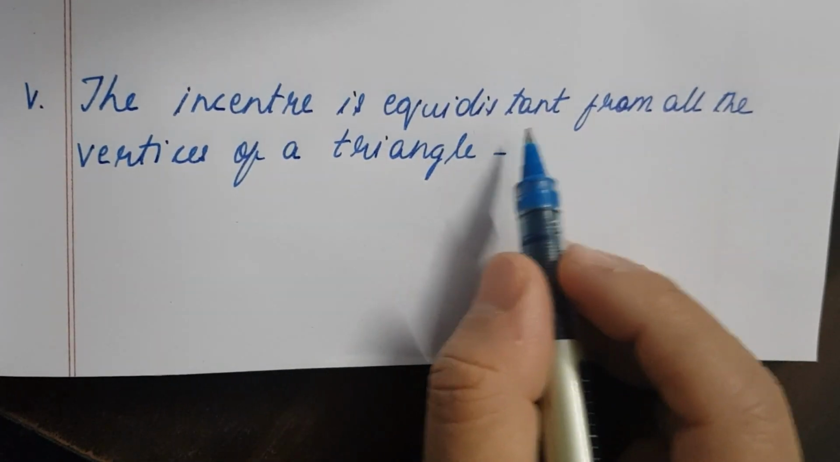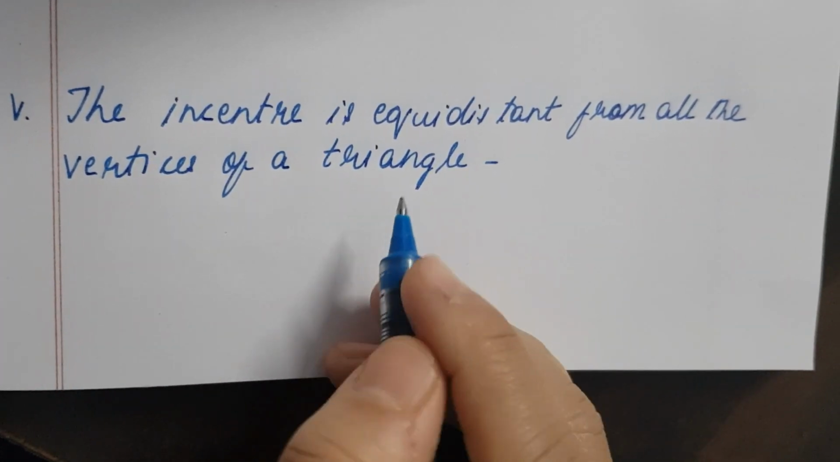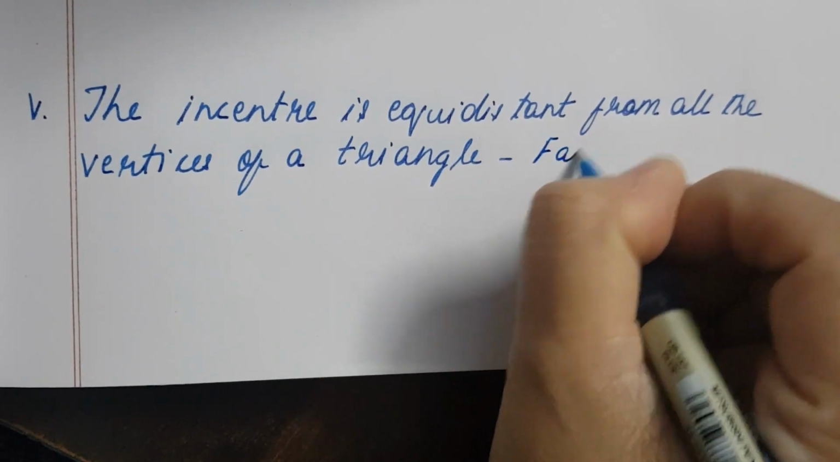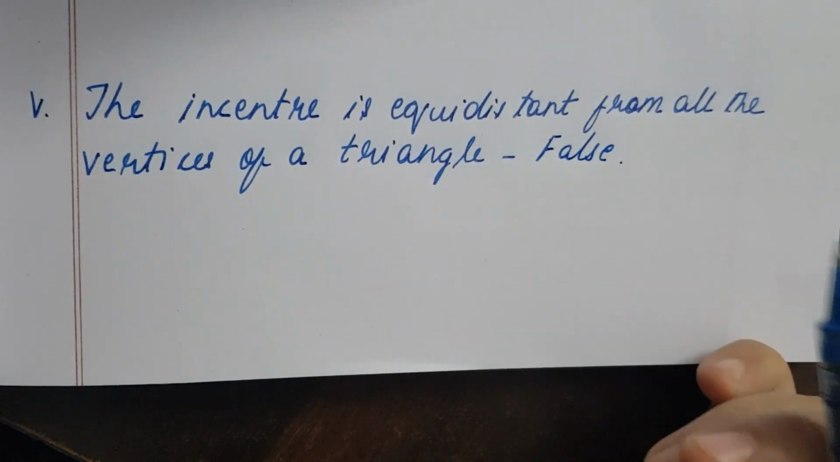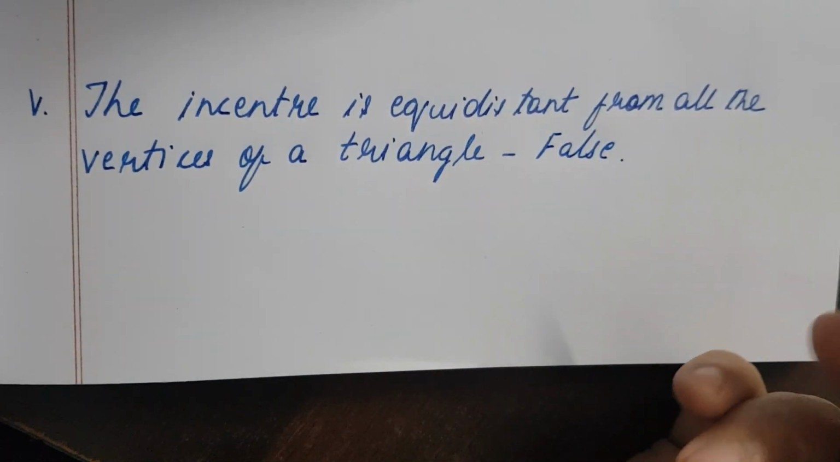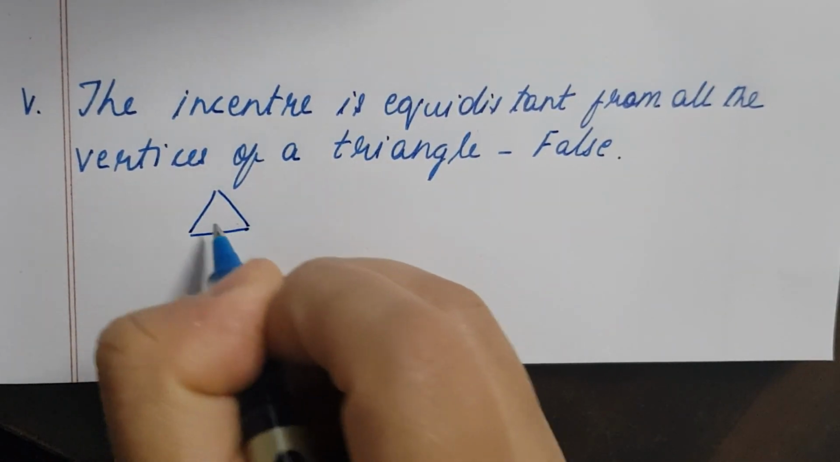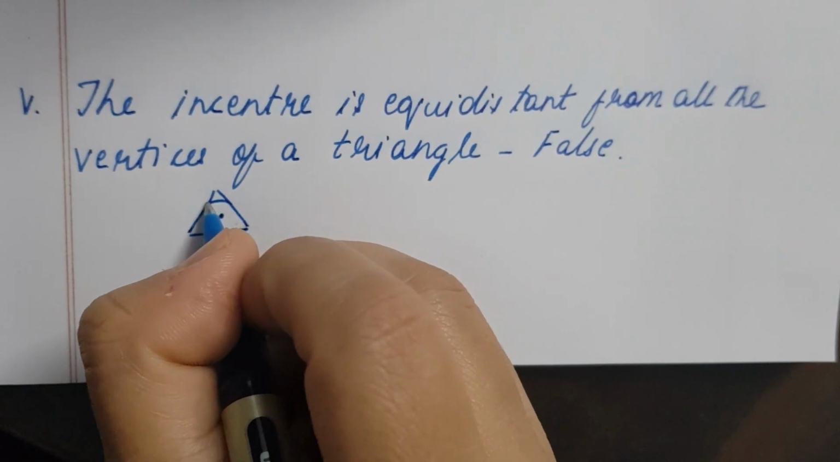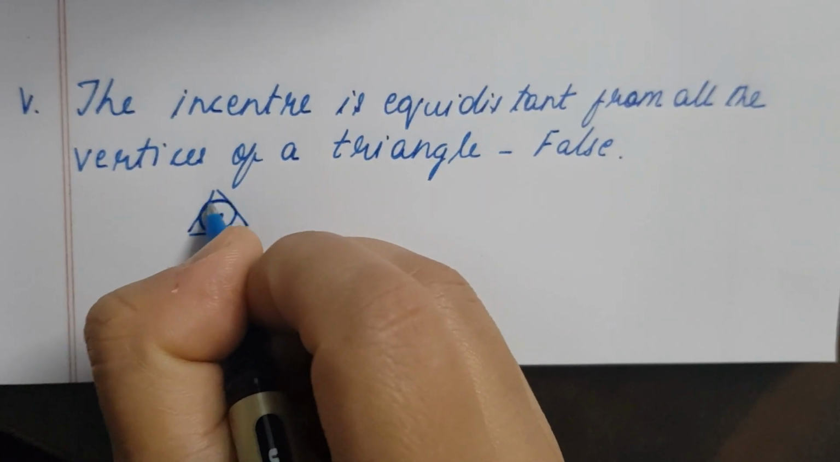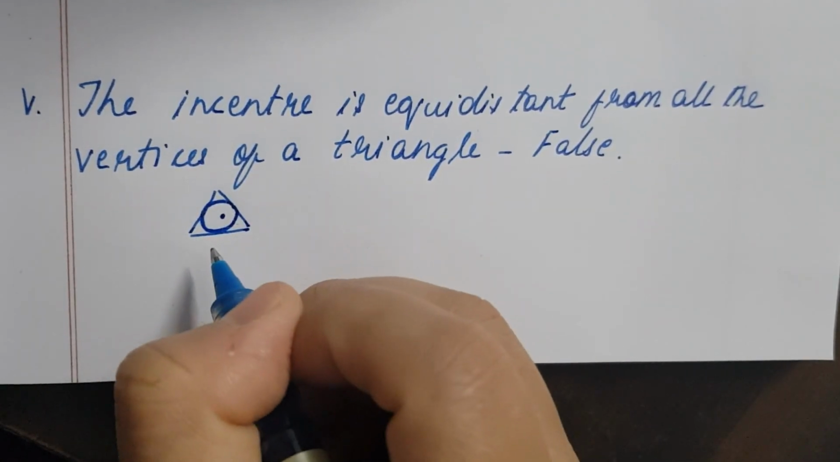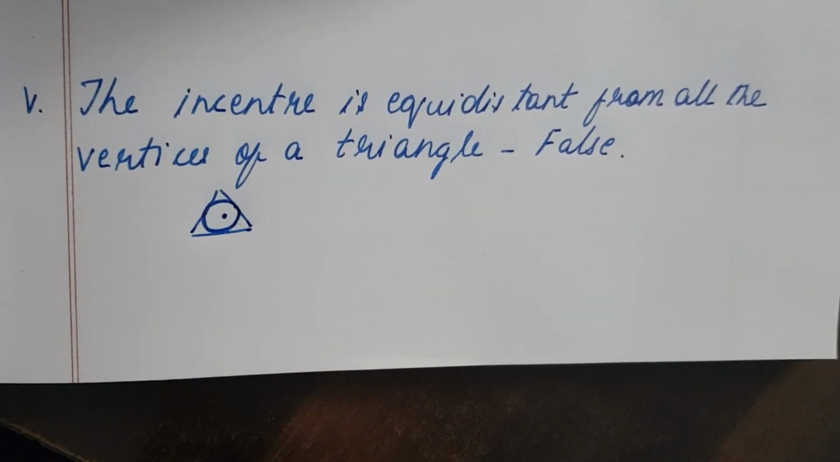Incenter is equidistant from all the vertices of a triangle. The answer is false. We have seen this in the explanation part itself. The incenter is equidistant from the sides of a triangle. So look, this is a triangle. This is the point, and it bisects the angles. So it will be equal from the sides of a triangle and not from the vertices of a triangle.